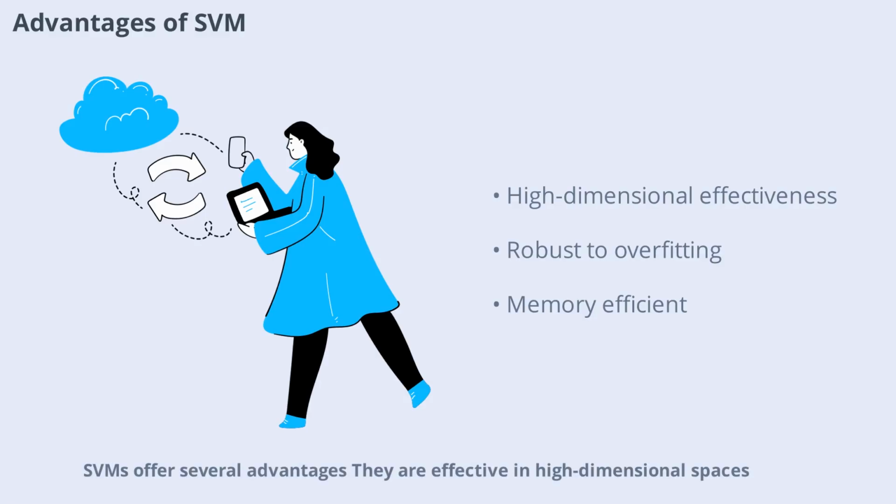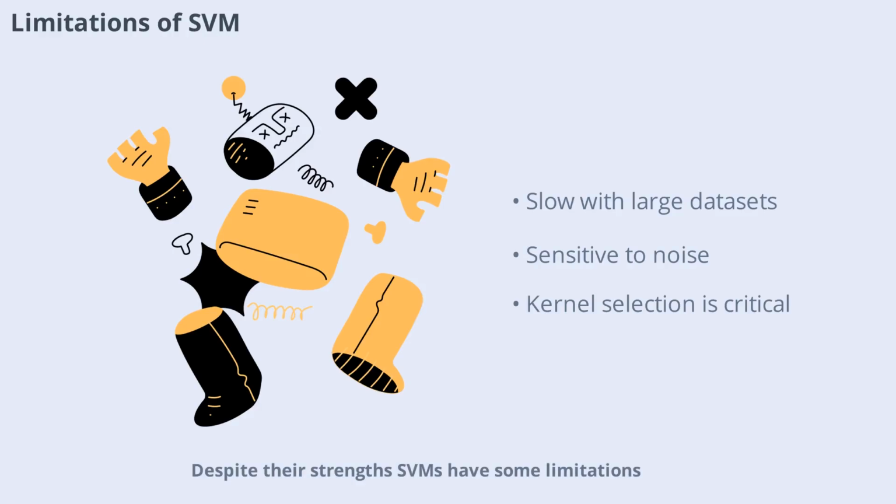SVMs offer several advantages. They are effective in high-dimensional spaces, robust to overfitting, and work well even when the number of dimensions exceeds the number of samples. Their reliance on support vectors makes them memory efficient, and the use of kernels allows them to model complex relationships in data. Despite their strengths, SVMs have some limitations.